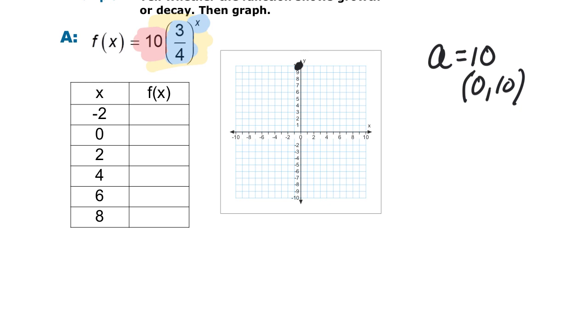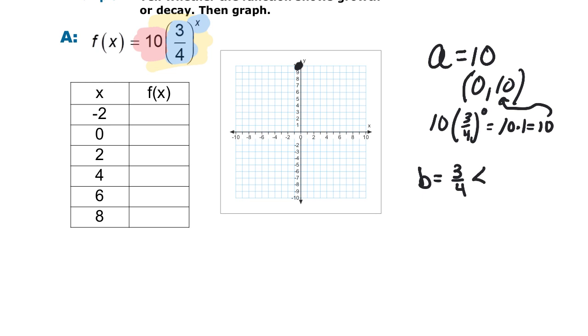Okay. If I put 0 in, 10 times 3/4 to the 0 is 10 times 1, which is 10. So (0, 10). The other value I need to take notice of is b. b equals 3/4, which is less than 1. So this is going to be a decay problem.